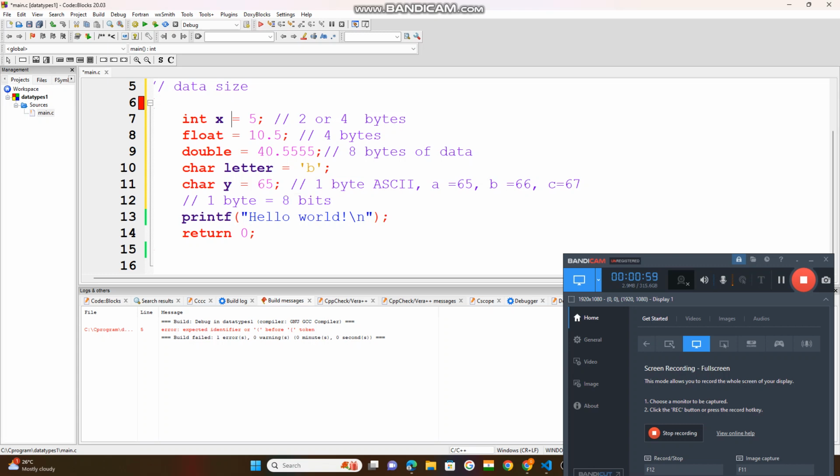This integer variable can store 2 or 4 bytes of data, meaning whole numbers without any decimal values. So what is the size of an integer, 2 or 4? If 2 bytes, that is 2 into 8 bits, so 16 bits. So 2 to the power 16.